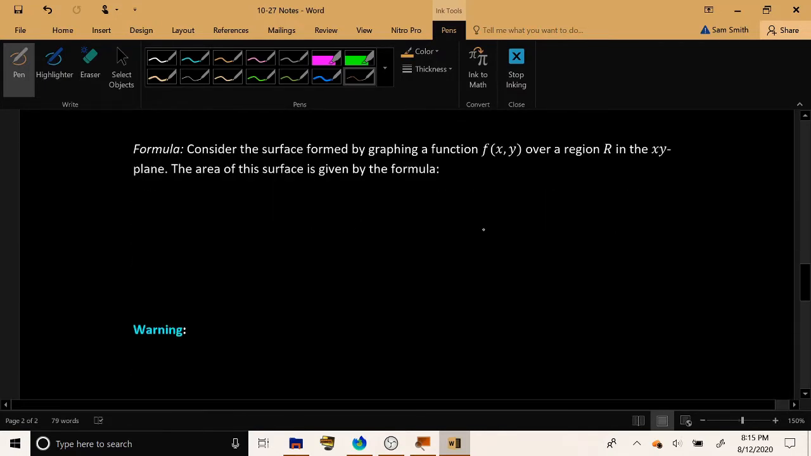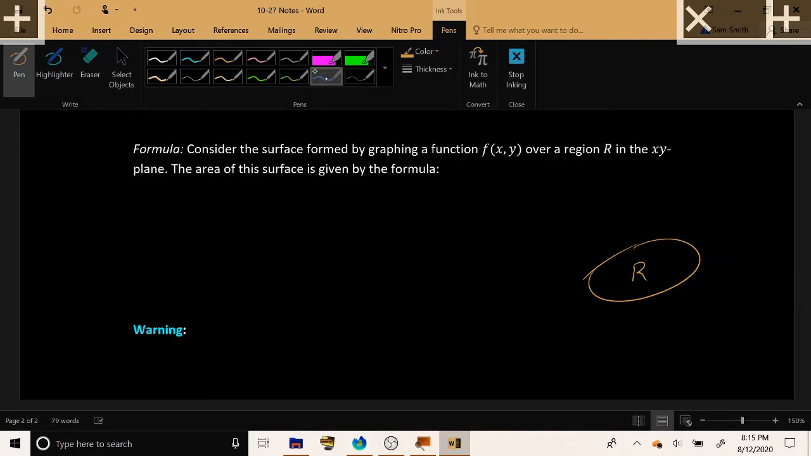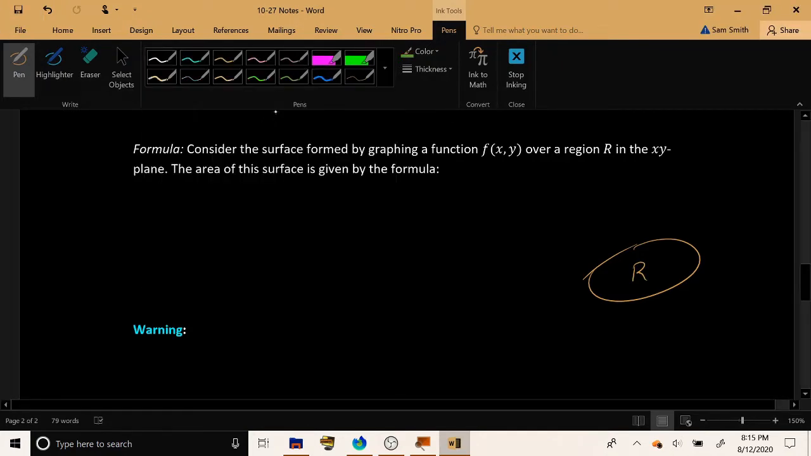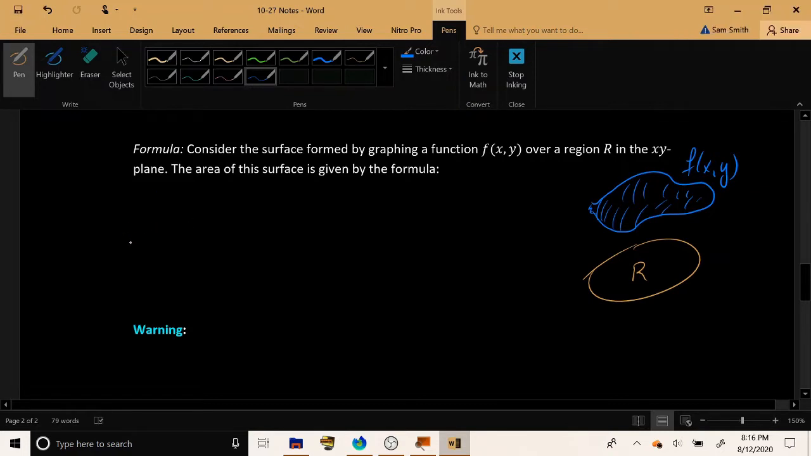So we have some function f of x, y over some region R in the xy plane, and over that we have the graph of some function f, which is doing something up there. The question is, how much surface area does this graph take up? How could we calculate something like that? The answer is to calculate a double integral.